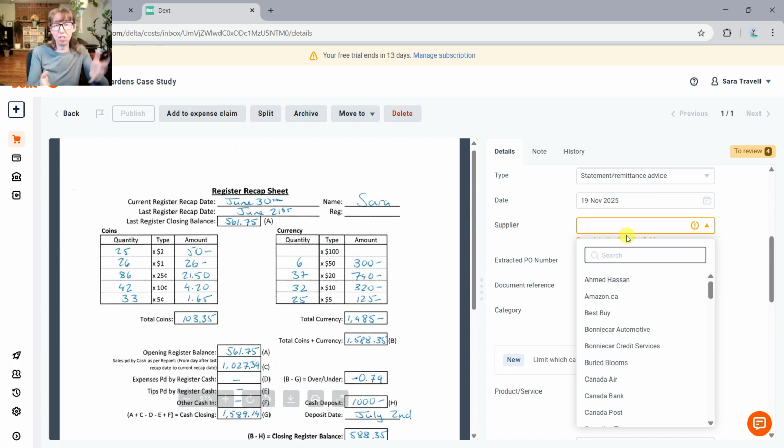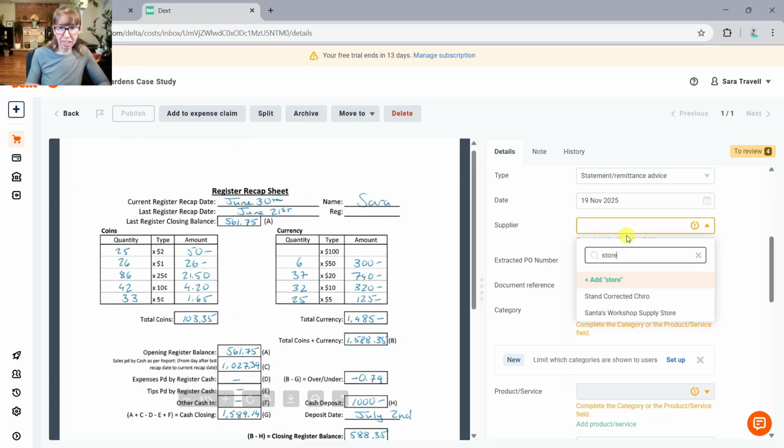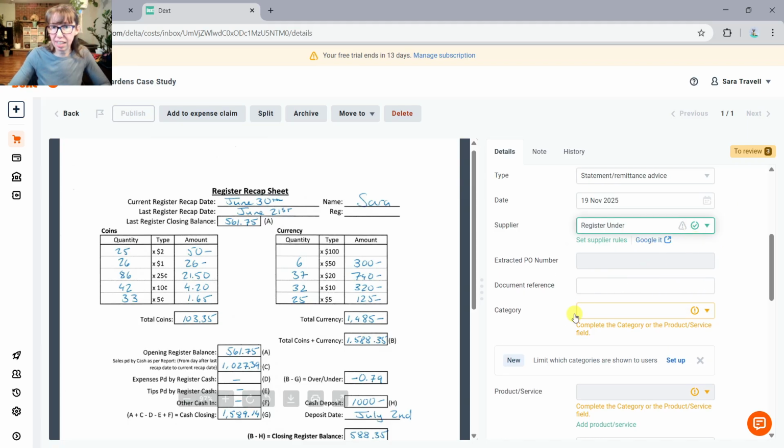We've always said the over-under has come from store sales. But since Dext really wants us to put in only a supplier, you can see we can't choose store sales from Dext. It limits us. Let's just call this register under, like that, as the vendor name. So we can add that.